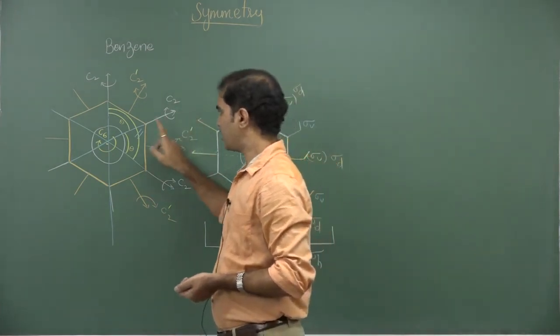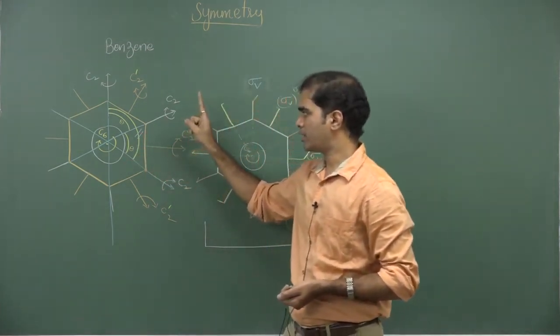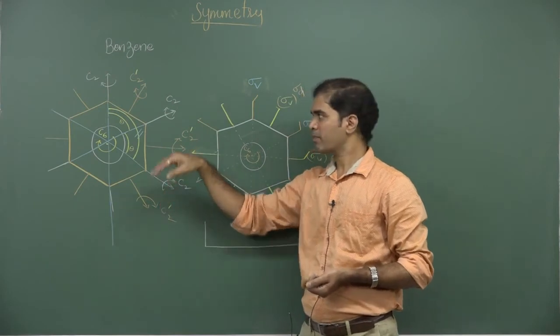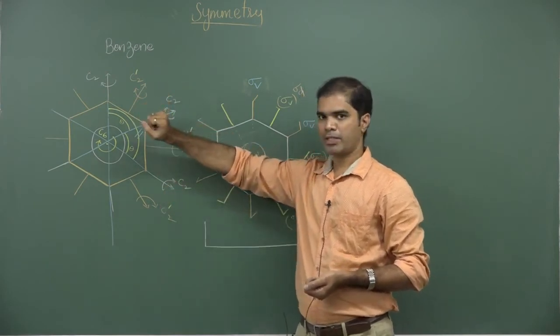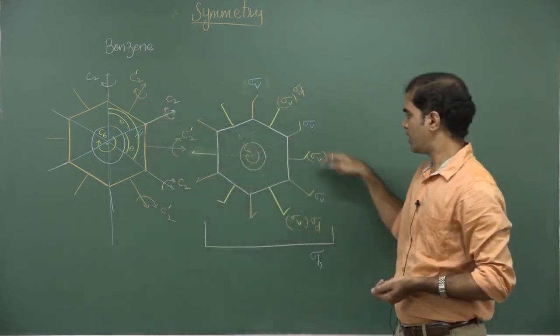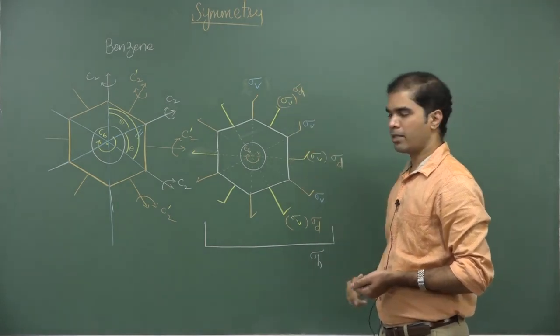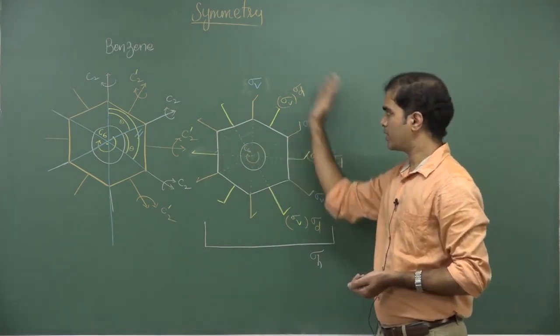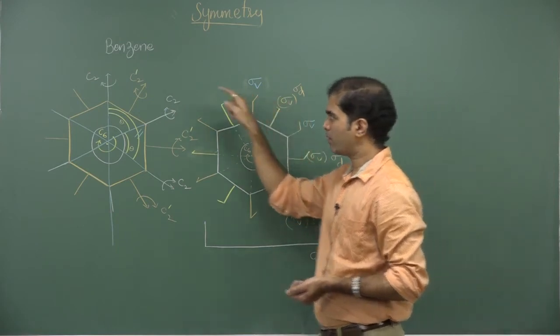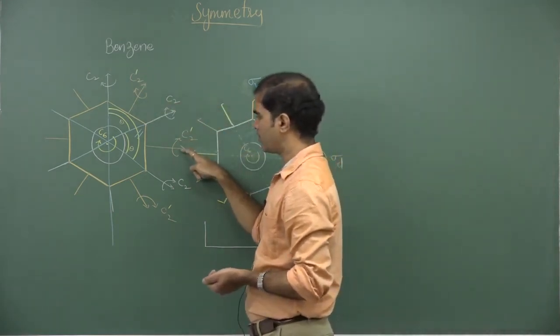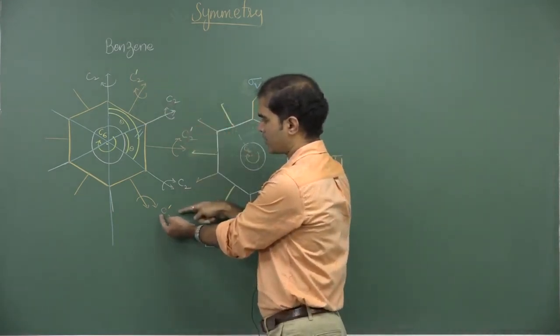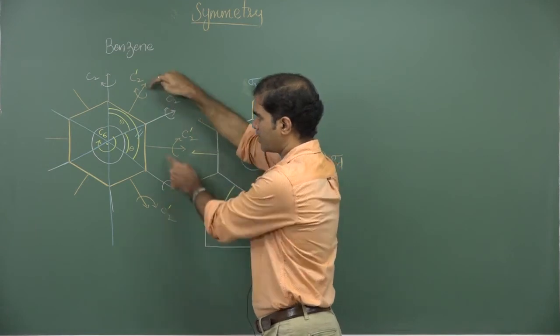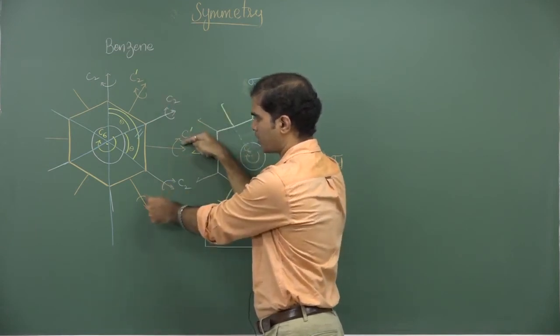In a similar manner, even for benzene we can have 1 sigma h. Every time I will not repeat sigma h. There could be 6 sigma v convention, there could be 3 sigma v 3 sigma d convention, or there could be 6 sigma d convention, because if at all I consider C2 prime and C2 prime, there are 3 C2 primes. They are similar. Consecutive is these two, or consecutive is these two.